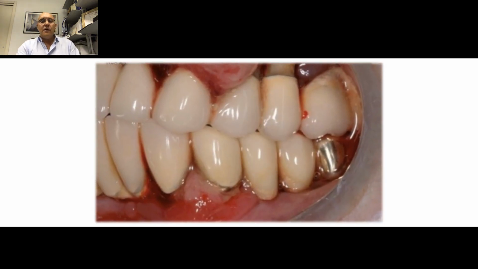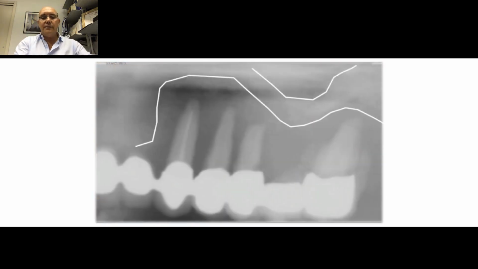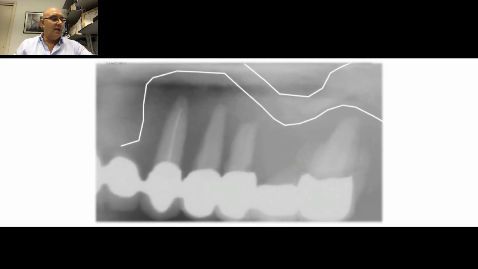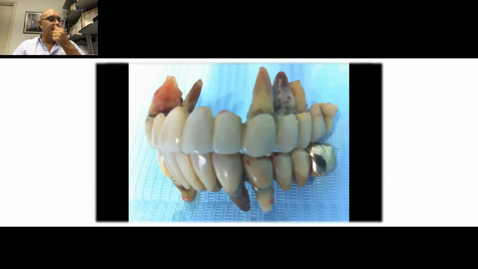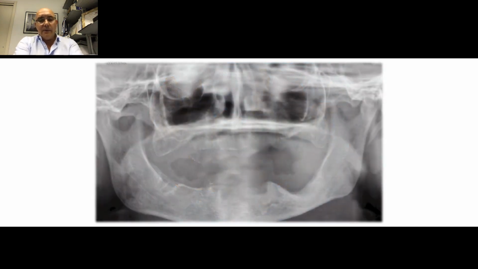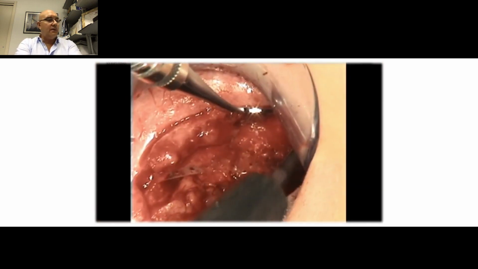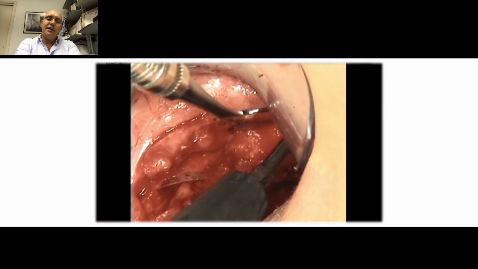So this is before we do the extractions. You can see that we are on the floor of the sinus. Basically, there is nothing left. The extractions, upper and lower, and this is what was left after we removed all that crap from there. So this is the membrane.